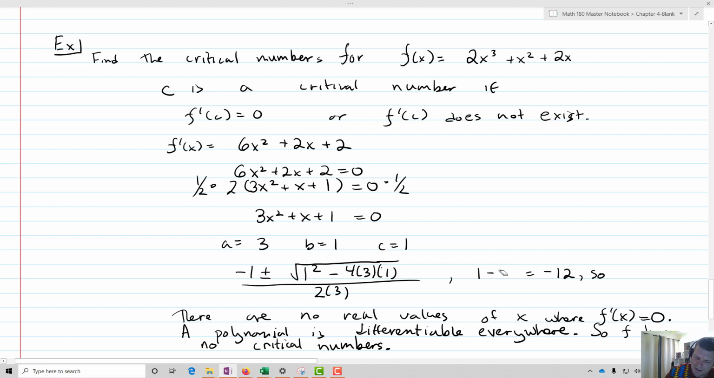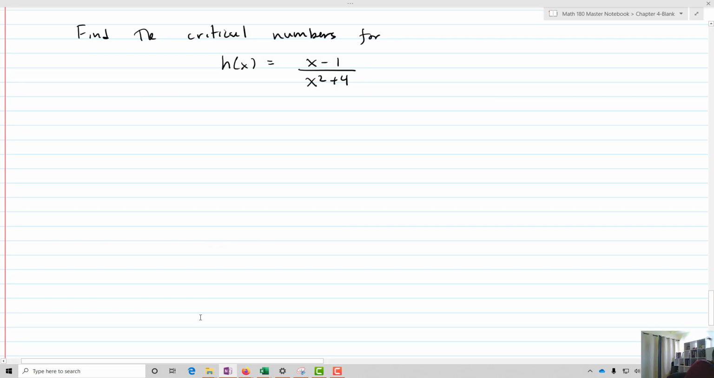By the way, this is actually 1 minus 12, which is equal to negative 11, just for the sake of clarity and consistency. But basically, that's the idea. We ask: is the function not differentiable somewhere? Is there a problem point, for example an asymptote? Or is f prime of c equal to 0 at any place? All right, so let's take a look at another one.